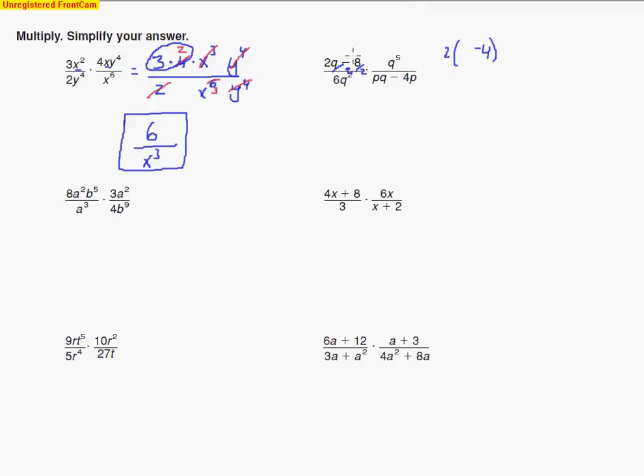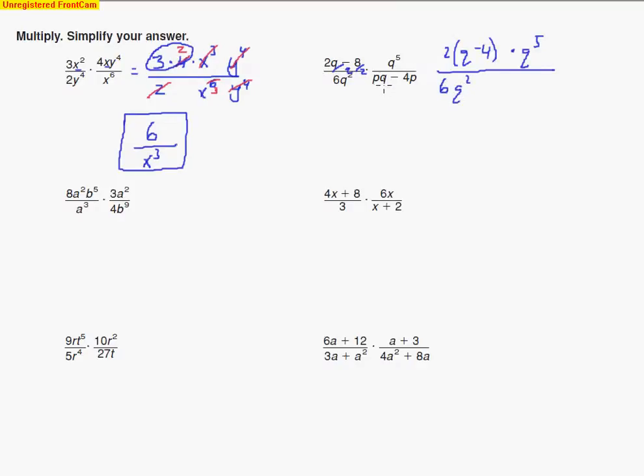And then from there, let's go ahead and just rewrite our other factor. It's q to the 5th. So I'll write down times q to the 5th. So I'm going to just write this as one big fraction. Okay, do the same thing here. We've got 6q squared. So we put the 6 here, and I've got the q squared.